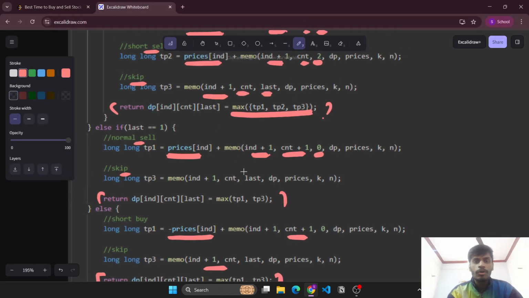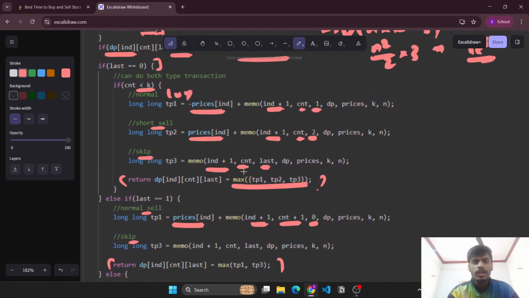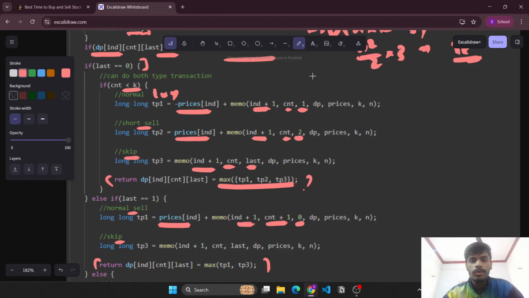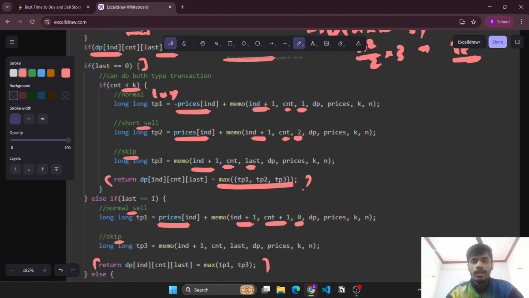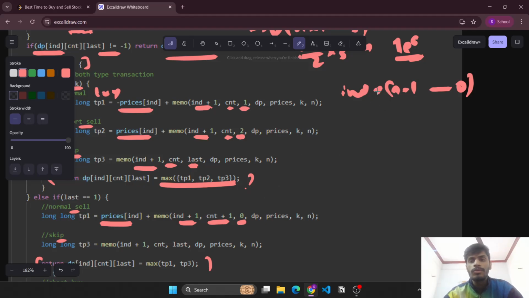Okay, so now you might ask how can we write the tabulation code for this. So we have done it multiple times, so we know this index is dependent on index plus 1. So that means we'll be starting this index loop from n minus 1 and going till 0. Now we see this count is either increasing or remains the same. So this count is also dependent on further values. So this count will also be starting from k and going till 0. And this last can either become 1, 2, or it becomes 0. So last can go from 0 to 2, or 2 to 0, both are fine.